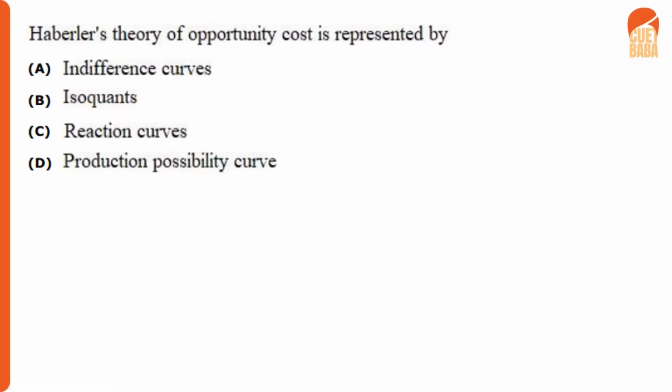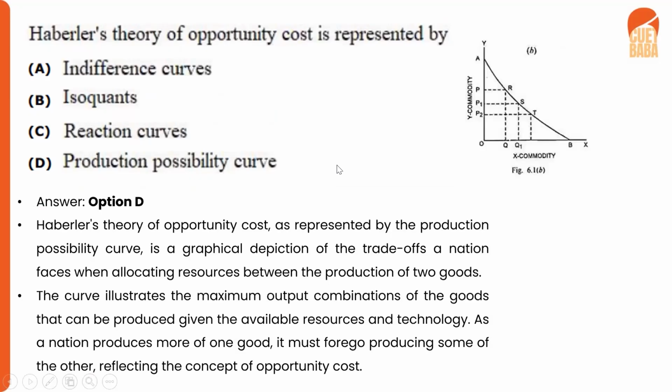We have Haberler's theory of opportunity cost. It is represented by, the options are indifference curve, isoquant, reaction curve, and production possibility curve. If we know the concept of Haberler's theory of opportunity cost, it's fully based on the production possibility curve. So again, it's very simple: it's a direct question, and the answer would be production possibility curve, as it's also shown in the graphical way over here.